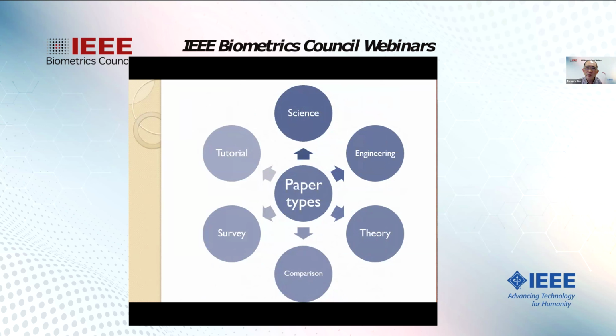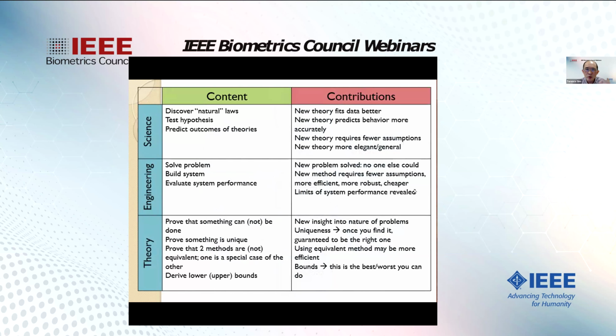To do a proper job, you need to understand the different types of paper that are there, the type of paper that you're writing. Now loosely speaking, and this is not an exhaustive list, but these are roughly the 6 types. Science paper, engineering, theory, comparison, survey, and tutorial. I don't have time to quickly go through. The slides are available, but let me just highlight.